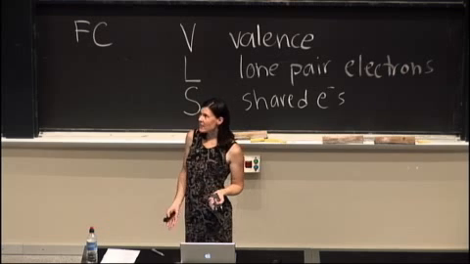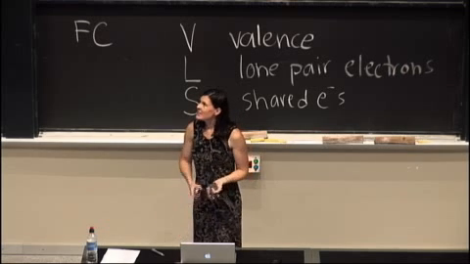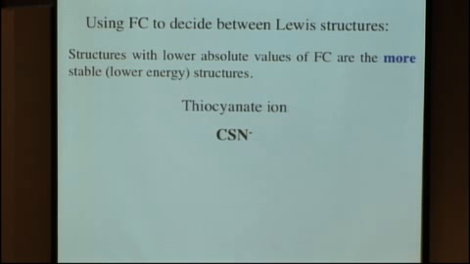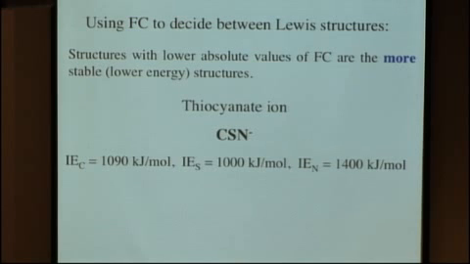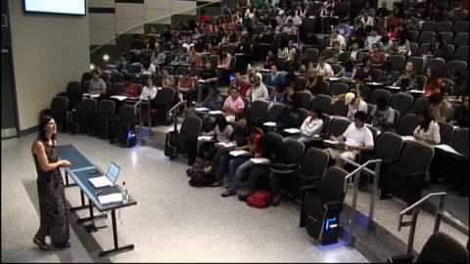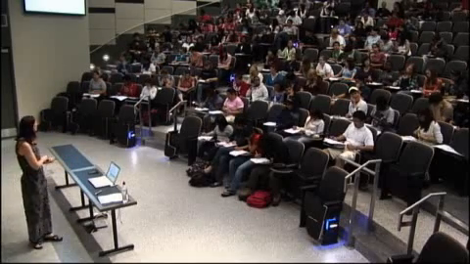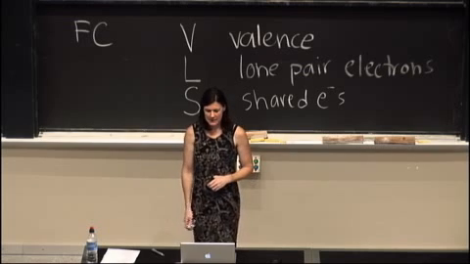So for example, let's look at thiocyanate ion. We have C, S, and N. What we've learned so far is as a first approximation, what we want to do is put the atom with the lowest ionization energy in the middle here. So let's compare those ionization energies. We have 1090 for carbon, 1000 for sulfur, and 1400 for nitrogen. So thinking about ionization energy, which atom would you put in the middle here? So a lot of people I hear saying sulfur, and that's right. So in terms of ionization energy, we would expect to see sulfur in the middle.